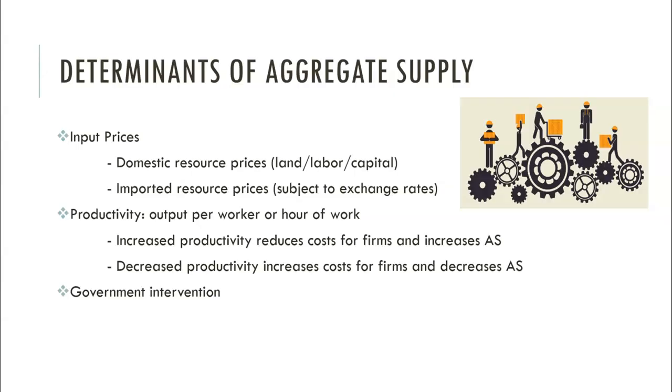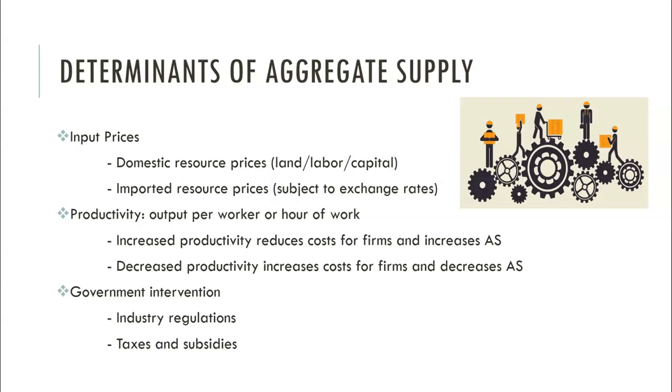Government intervention can also shift aggregate supply. Through industry regulations and taxes and subsidies, it changes the expense of production. It changes the things that are possible. Stricter regulations are more expensive. They're going to shift aggregate supply to the left. Reducing regulations, opening up an industry, is going to increase aggregate supply. It's going to shift it to the right.